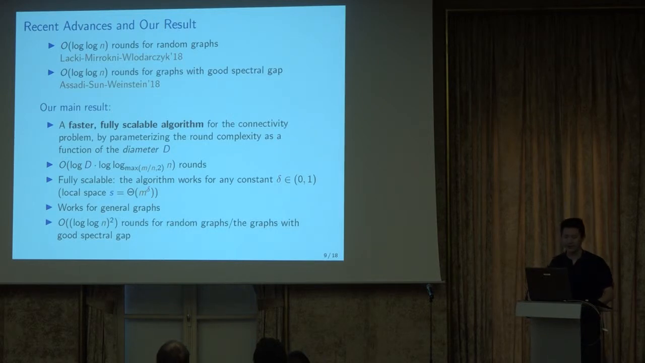For special cases such as random graphs and graphs with a large spectral gap, we show a log squared n bound on rounds, because in this case the random graphs and the graphs with a large spectral gap have log n diameter. And so our algorithm is just slightly worse than the algorithms I mentioned before, but our algorithm works for general graphs.